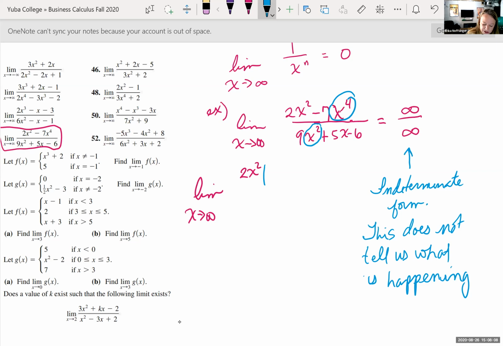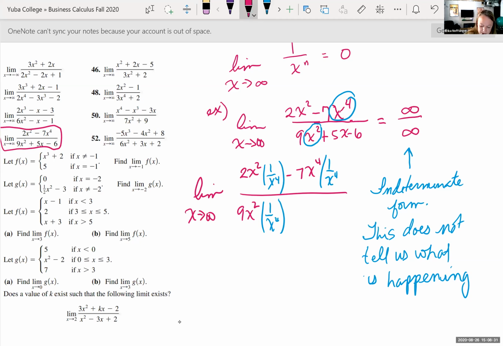So basically we're multiplying this by 1 over x to the 4th, minus 7x to the 4th all times 1 over x to the 4th. And then we have this 9x squared. We also multiply that by 1 over x to the 4th. So it's like I multiplied this to the numerator and denominator. I'm just distributing it right now to each term. Okay, so we have plus 5x times 1 over x to the 4th and minus 6 times 1 over x to the 4th.